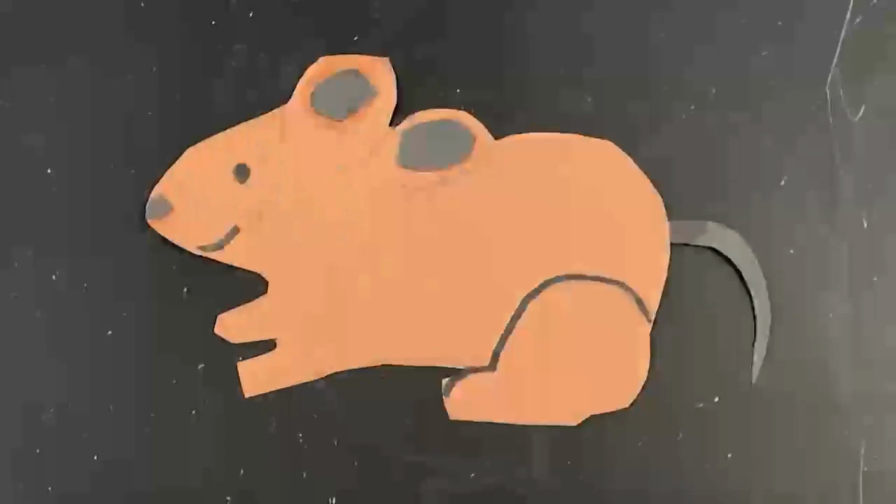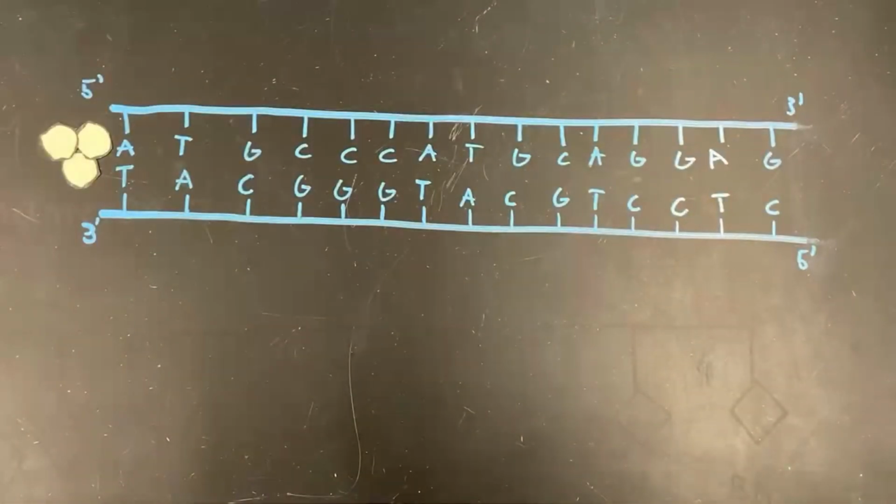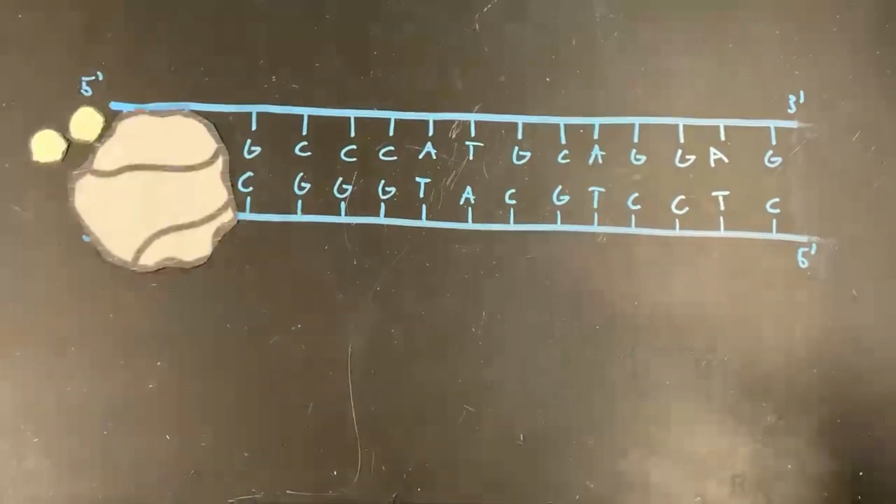Protein synthesis governs traits like brown fur in this mouse. Genetic information is transcribed from DNA to mRNA and then translated into proteins for phenotypic expression. Protein synthesis is broken down into 2 steps: transcription and translation.